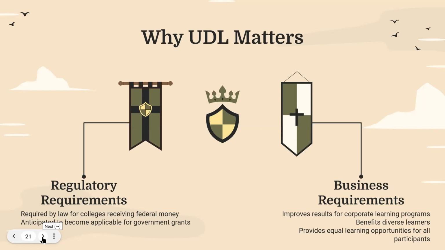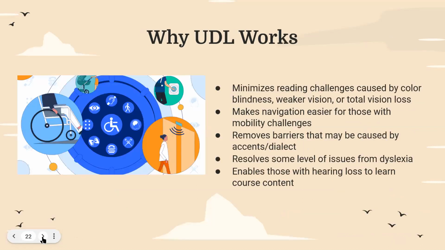So why does UDL work? Why is this something that works? Here are just a few things pulled from what we've talked about today and looking forward that make universal design for learning something that works in our courses. It minimizes those reading challenges caused by color blindness, weaker vision, or total vision loss. We talked about that, and Paige showed us the Enchroma key piece where you can see your color blindness test, and we talked about the idea of images, but it's not just images. It could be text, it could be the formatting of text. There could be lots of things that cause challenges for students with reading, and using an approach of universal design helps minimize those challenges.